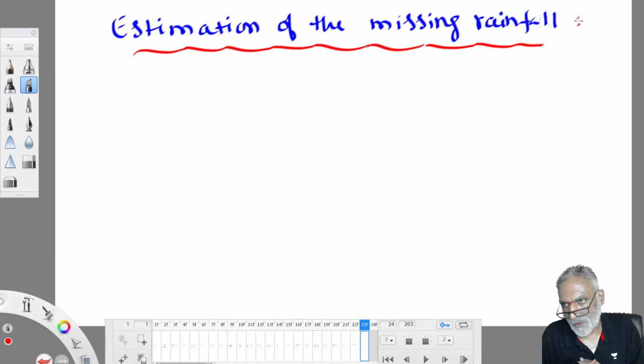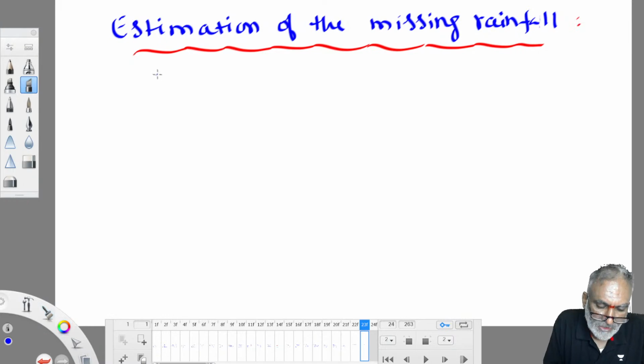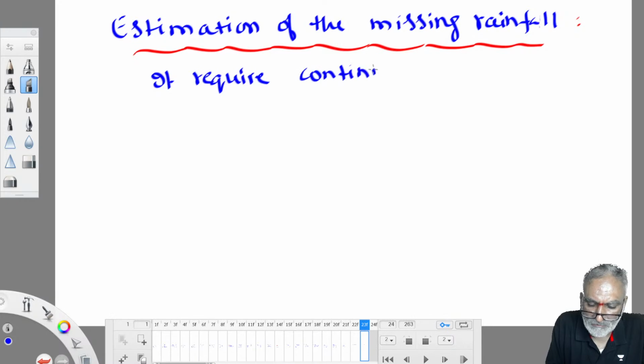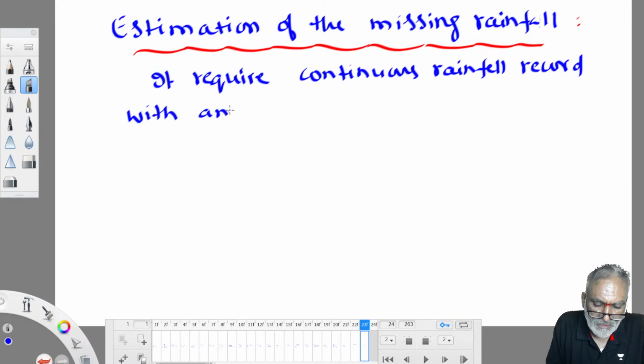Therefore, what we do is apply a small correction and estimate that missing rainfall information by using some mathematical method. We work out that missing data. Wherever a gap is there, we try to fill that gap so that we can generate a continuous record, so that record can be used in hydrological analysis. Understood now? What is the purpose of estimating missing rainfall data? It requires a continuous rainfall record, without any broken rainfall data.